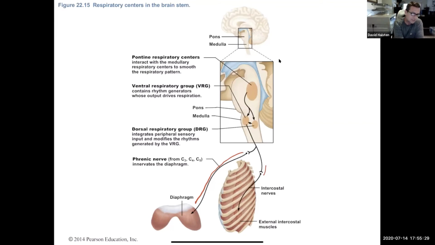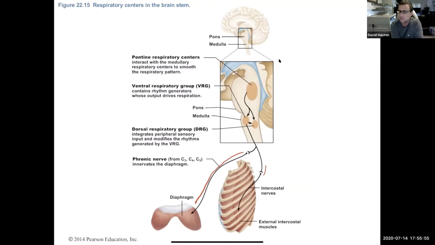The pontine respiratory group interacts to smooth your respiratory pattern. So you have the pontine respiratory center and the ventral respiratory group and the dorsal respiratory group, controlling your breathing rate. The dorsal respiratory group just integrates sensory information.